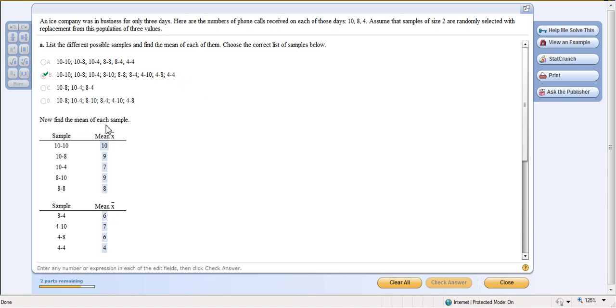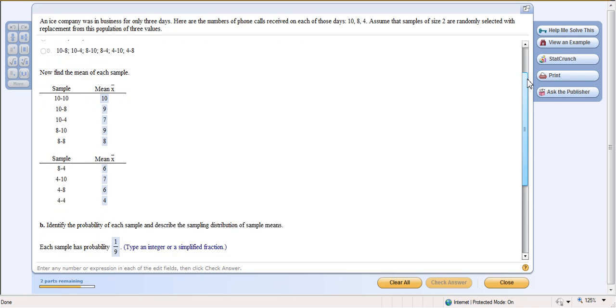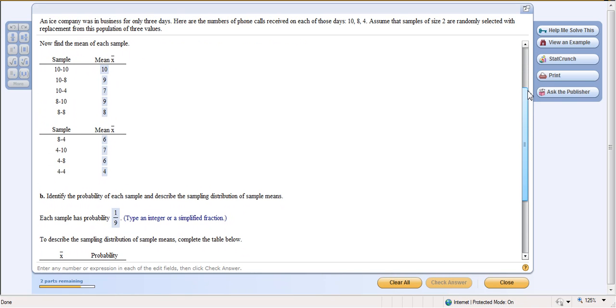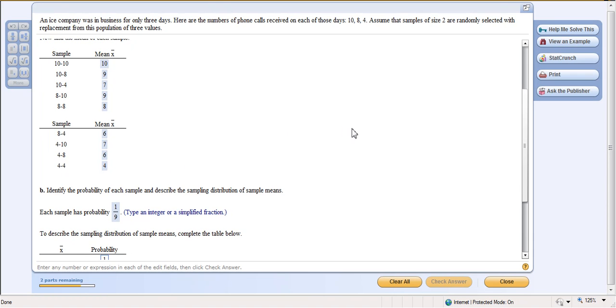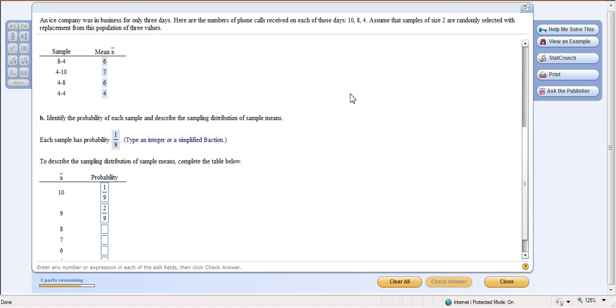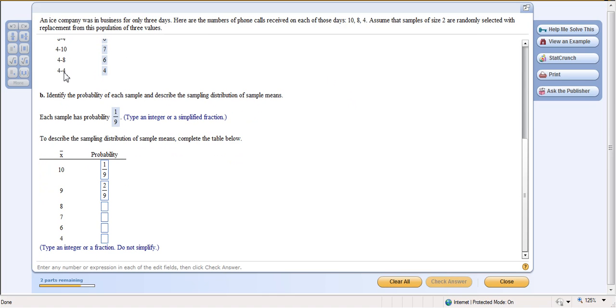Now it says find the mean of each sample. So let's get down here, and a 10 and a 10. If you add 10 plus 10, divide by 2, you get 10. Here's a 10 and an 8. 10 plus 8, 18, divided by 2 is 9, and so on. So taking the mean of each of these two things, always down the list here. So once you get all those done, 4 plus 4 is 8, 8 divided by 2 is 4, and so on. So we get that in there.